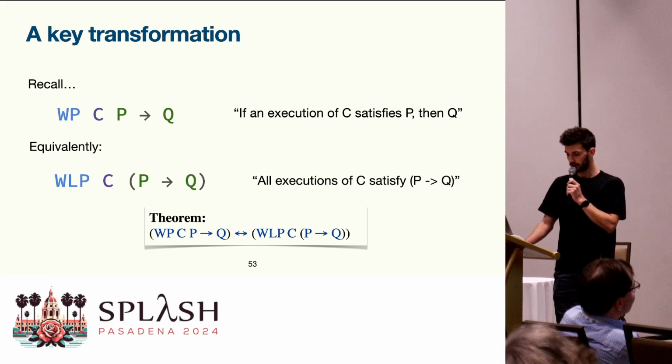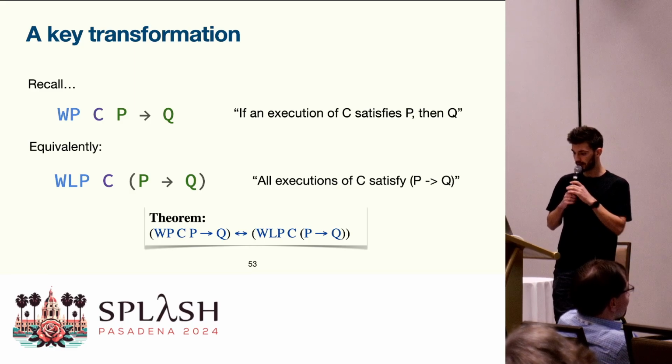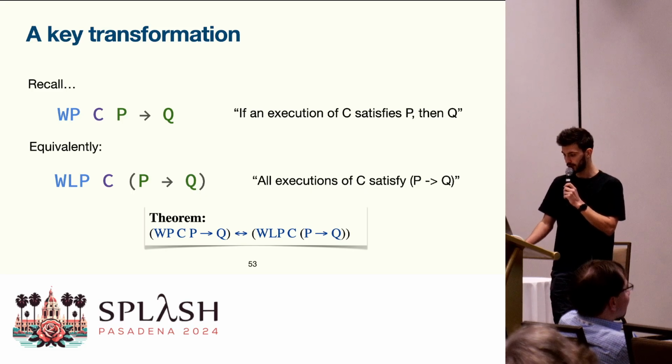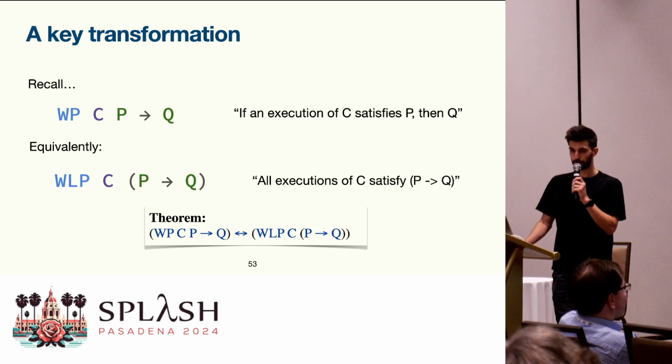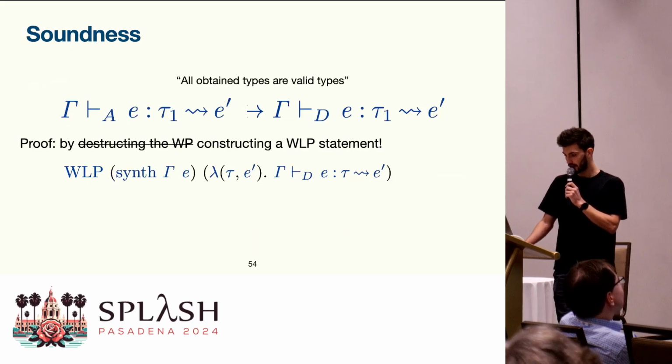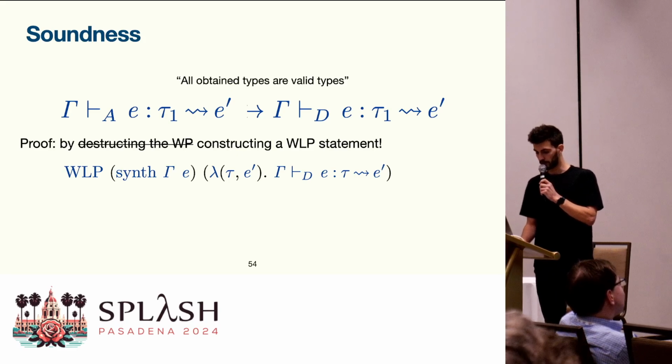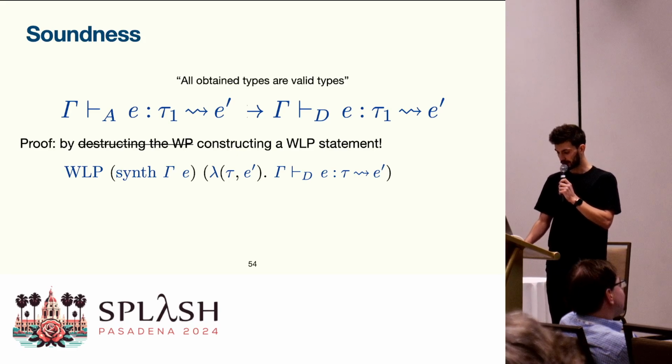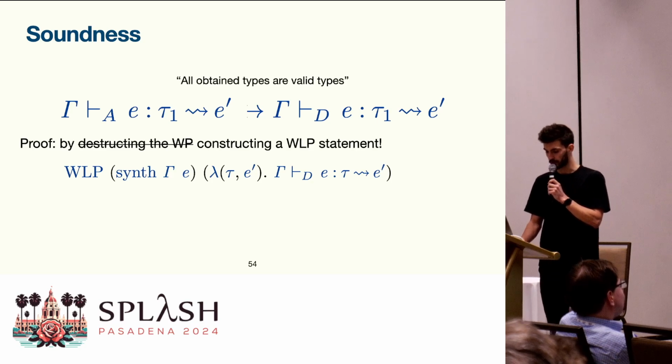And so recall that WP meant that some execution of C satisfies P, and now WLP will say that all executions of C satisfy the postcondition. And then there's this theorem, which you can prove by induction on C, that these two overlap. This is not true in general, but it is for our semantics. And now soundness can be rewritten not as destructing the WP, but instead constructing a WLP according to this dual semantics. So you can use program logical rules here as well.